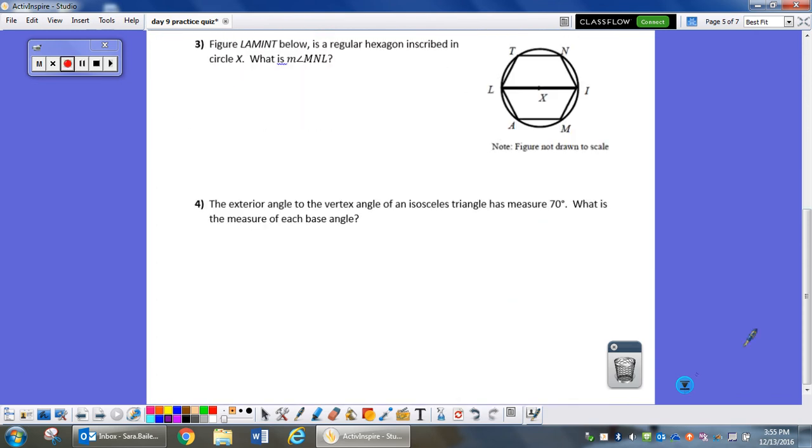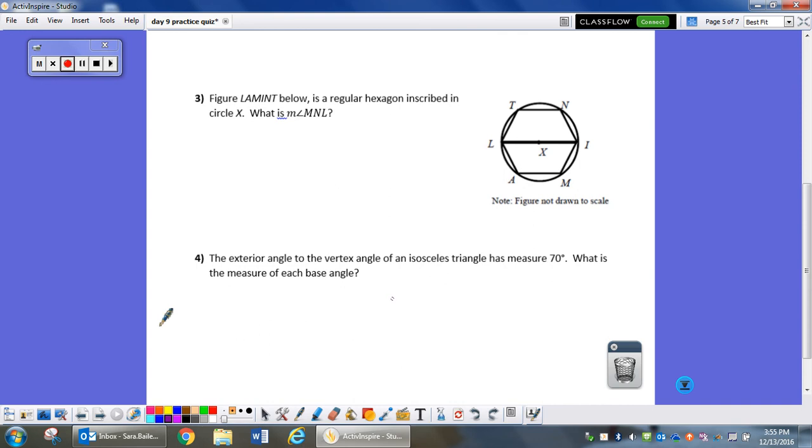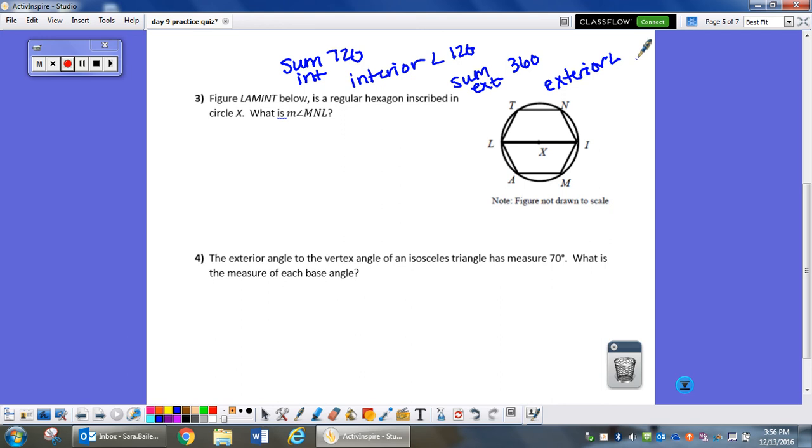Number 3, you have your regular hexagon, which means the sum is 720. Okay? Each interior angle is 120. So your sum of your exterior angles is 360, and one exterior angle is 360 divided by 6, which is 60 degrees.